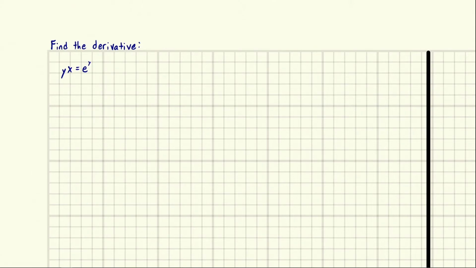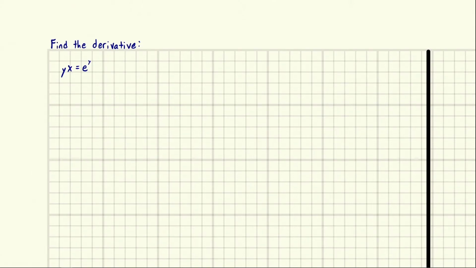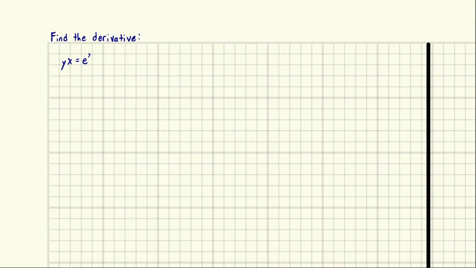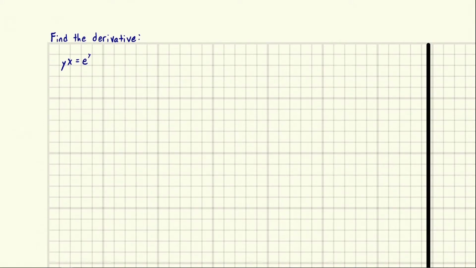Eric Burgess here, and we've been asked to find the derivative of yx equals e to the y. One thing that makes this a little more complicated than your regular old derivative is the fact that y is on both sides. This means that we are going to have to deal with some implicit differentiation if we want to take this derivative.